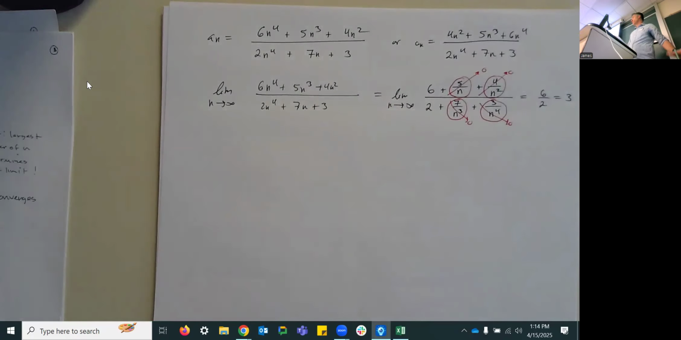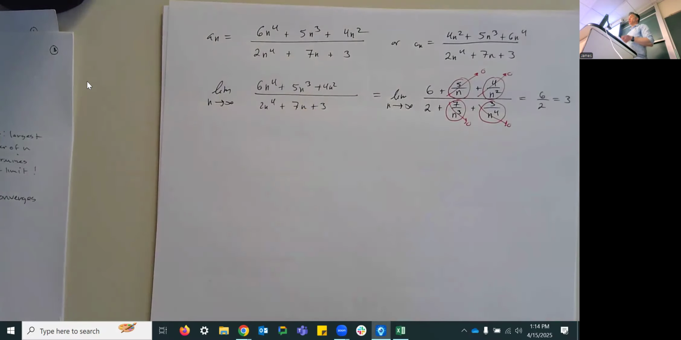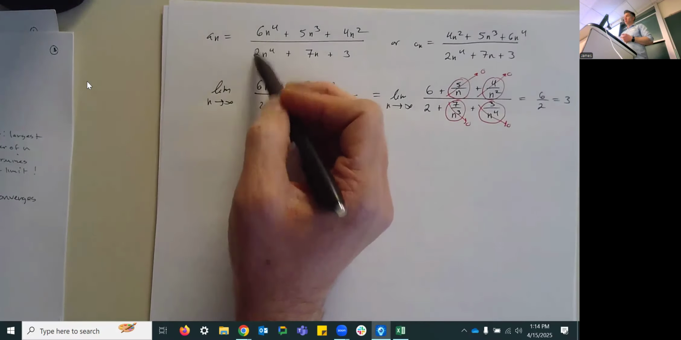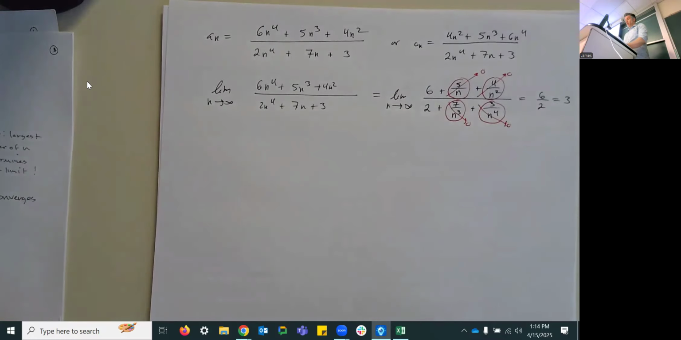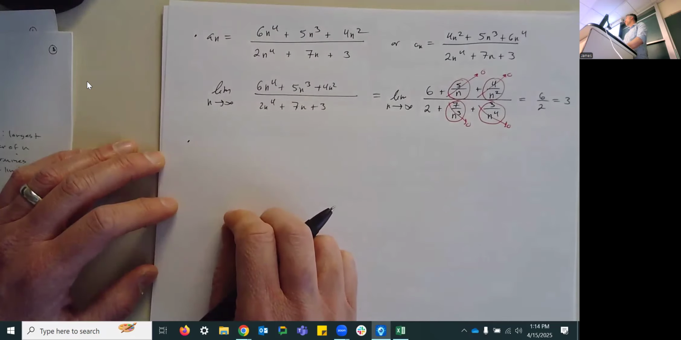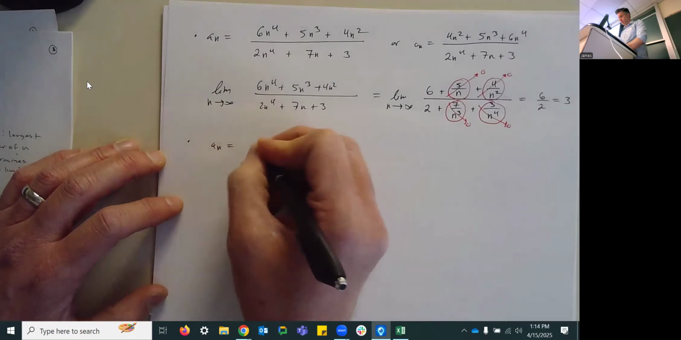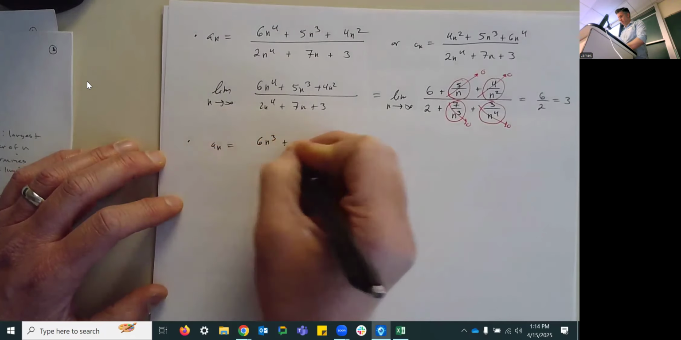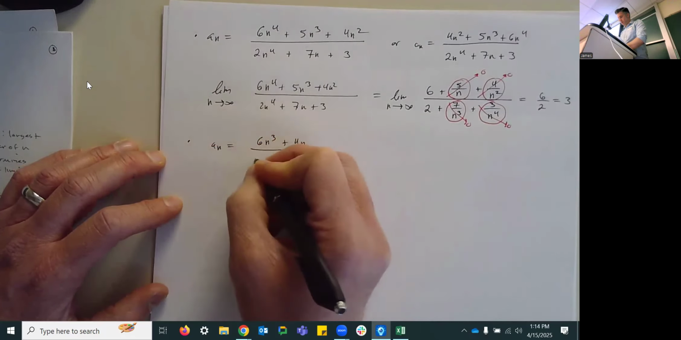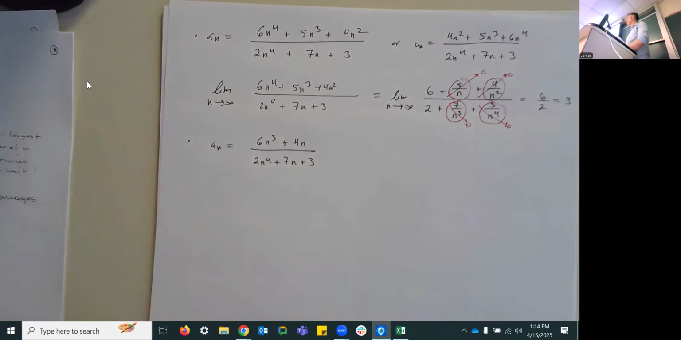And that's generally true. If you have the limit as n goes to infinity of a rational function where the degree on top and bottom are the same, that limit's going to be the fraction of those leading coefficients. What if the degree on top is smaller? What if I had something like a sub n equal to 6n cubed plus 4n over 2n to the 4th plus 7n plus 3? Now what's going to happen?